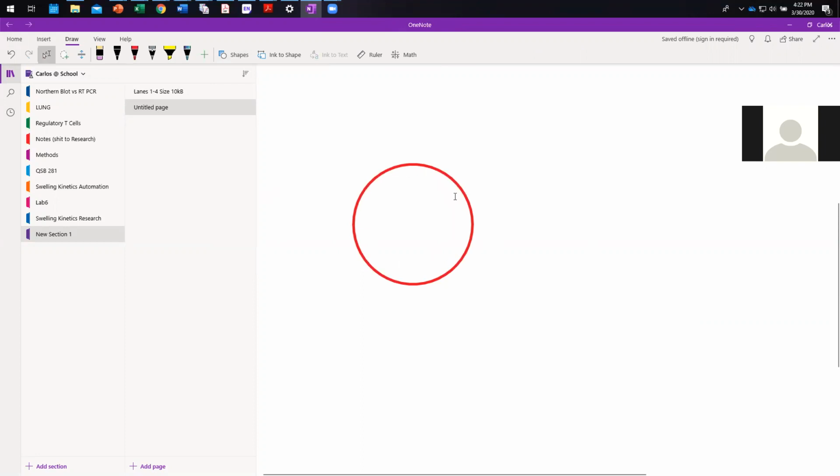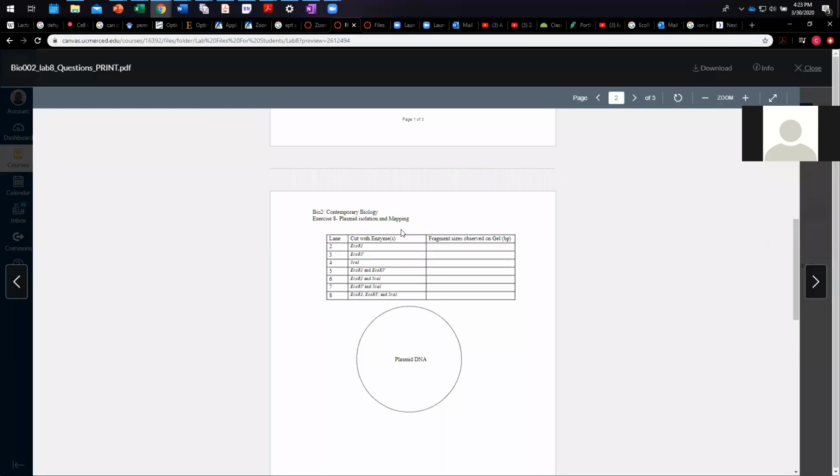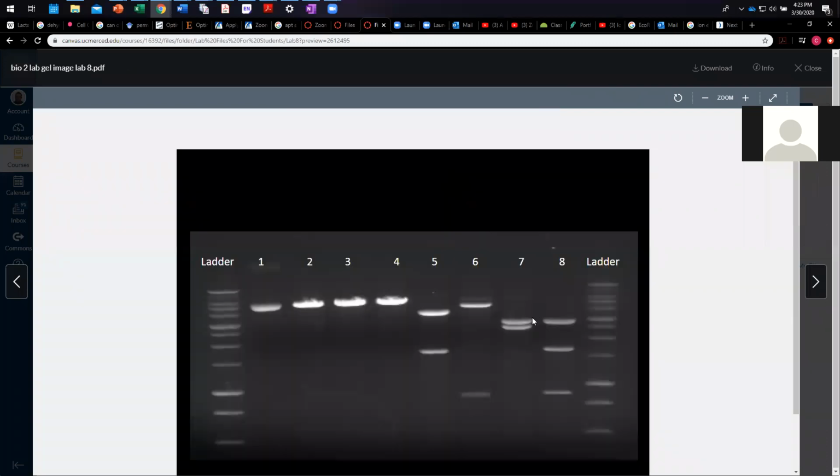So for lane 8, you have 3 restriction enzymes. That means there's 3 scissors cutting at 3 different spots. So essentially, let's say one's cutting right here, another one's cutting right here, and another restriction enzyme is cutting right here. You have 1 fragment, 2 fragments, 3 fragments. So that's why you see 3 different fragments for lane 8.